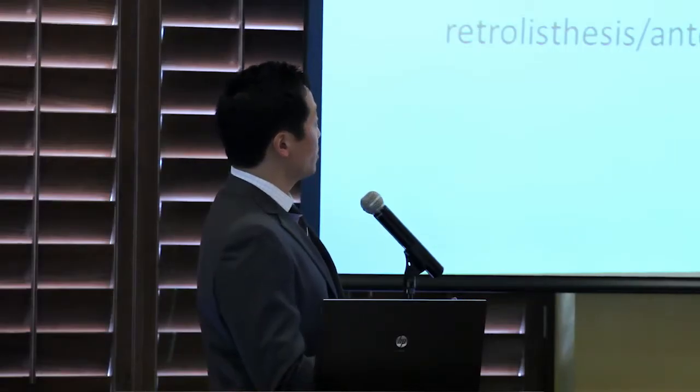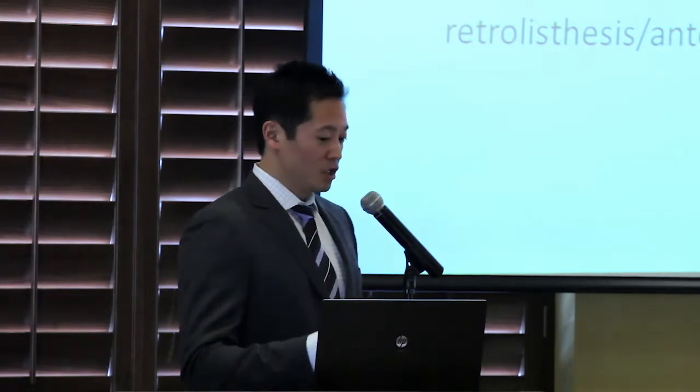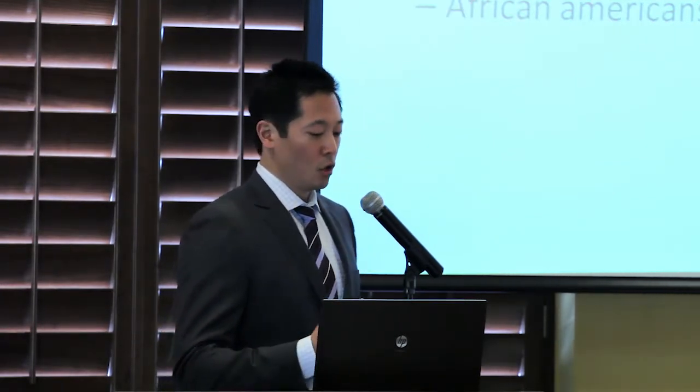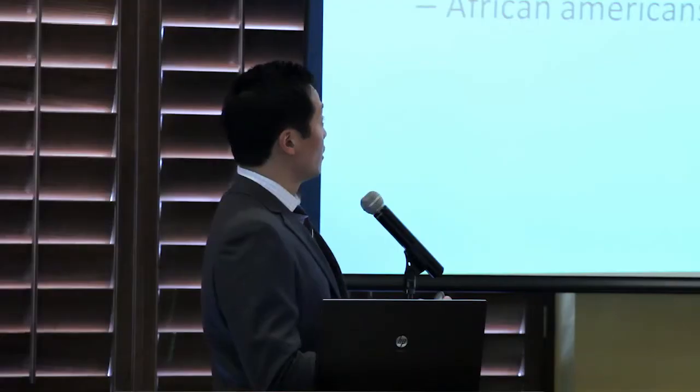There are 5 different types. The most common type in this age group would be the degenerative type, which occurs with disc degeneration, facet arthritis, and so forth, as we've discussed. Within the degenerative population, it most commonly occurs at L4-5. Overall population incidence is 10% of patients. 10% of the population has this at any one time, so it's pretty common.